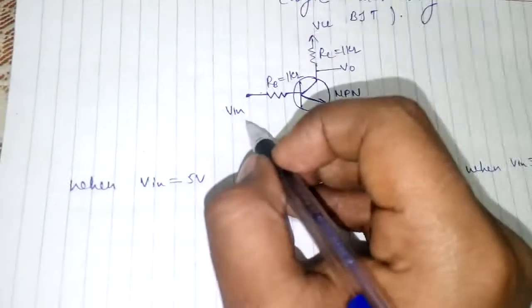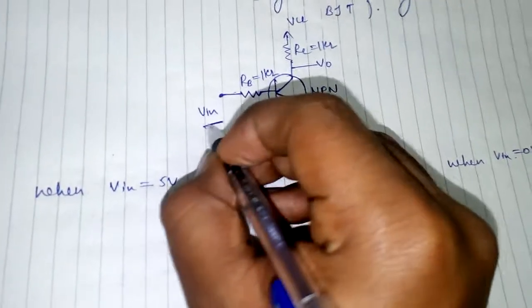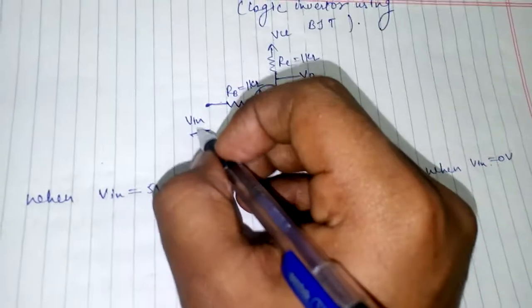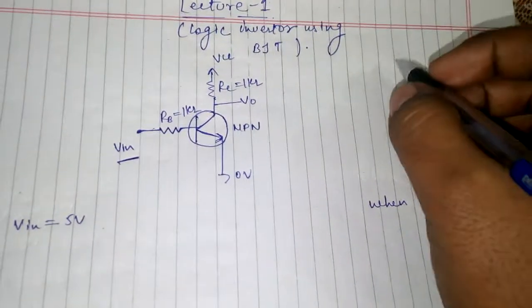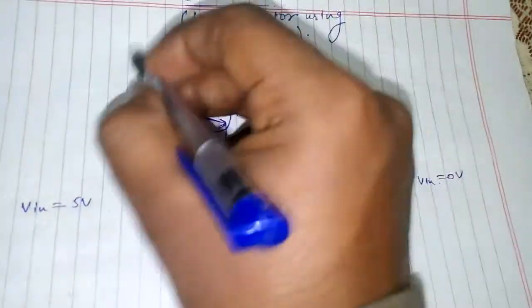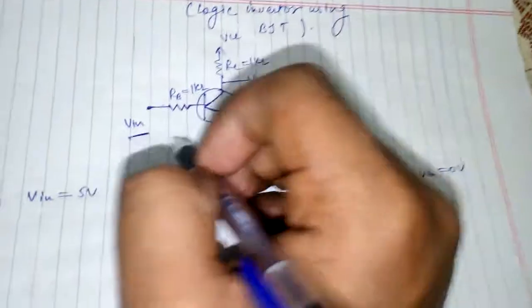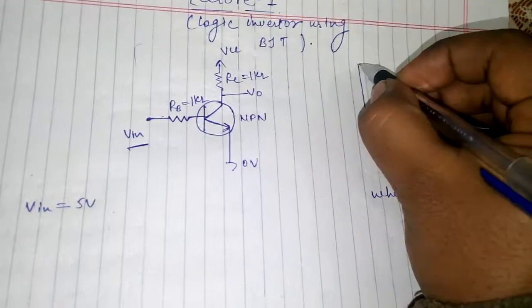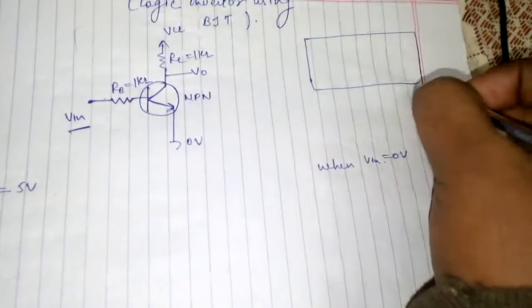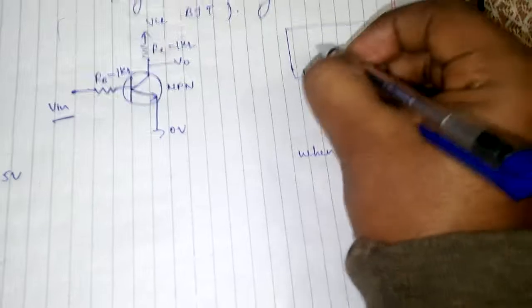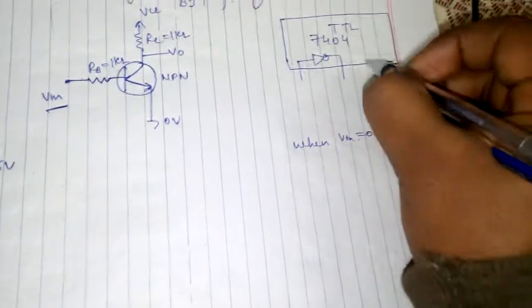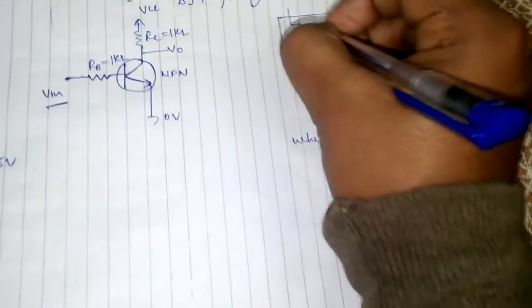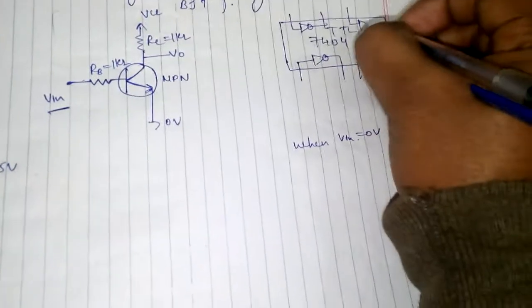So let's see what will happen at the output when the input is high and when the input is low. And one question is why we are studying the single inverter. As we know already that ICs are available in logic inverter form, 7404, which is TTL series. But why are we studying about the inverters?